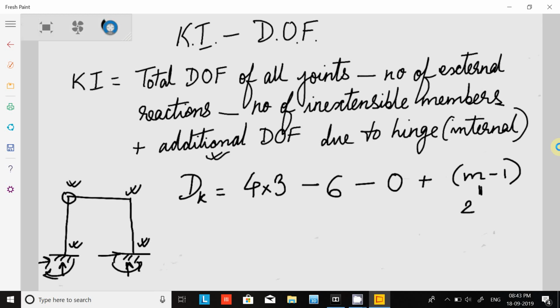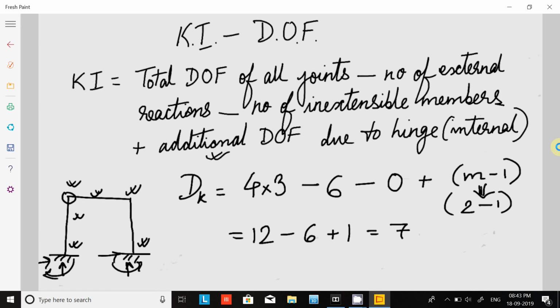So m minus 1 will be how much? 2 members, 1 member, 1 member, so 2 minus 1. So it will be 12 minus 6 plus 1. So it is becoming how much? 7. So this is how we calculate the kinematic indeterminacy.